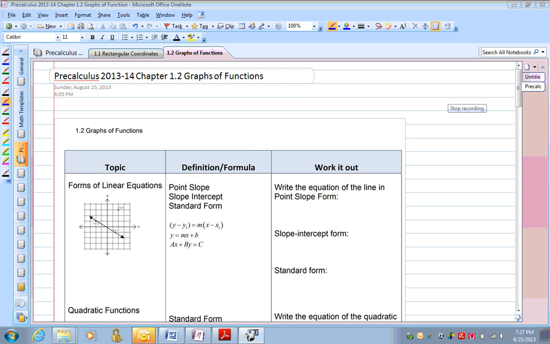I really want you working on your 3-column notes. I've done some outlining here for you, so you can just copy this down, pause as often as you need to get this copied down. So let's go ahead and keep going here.